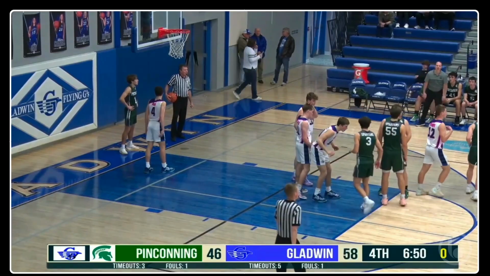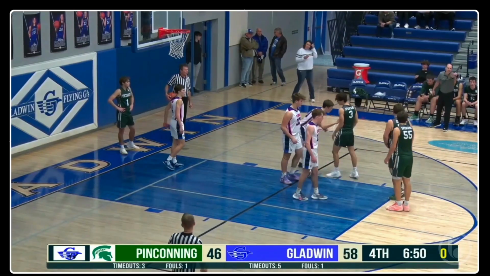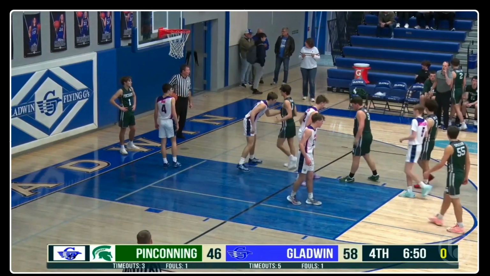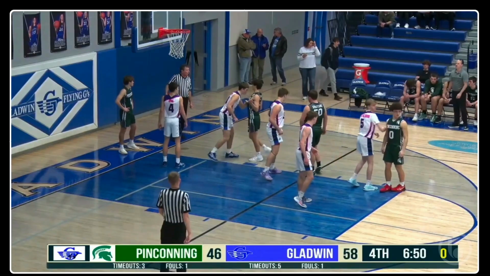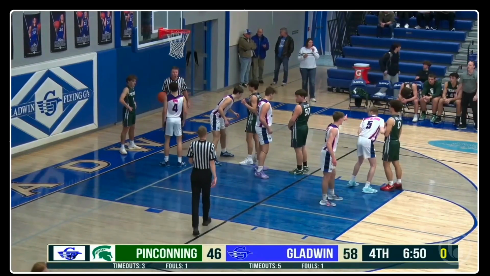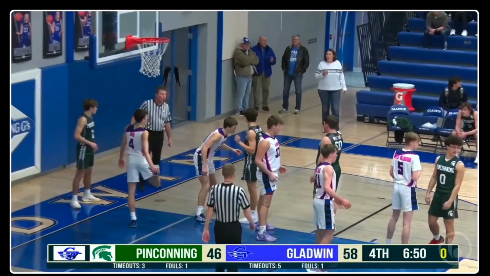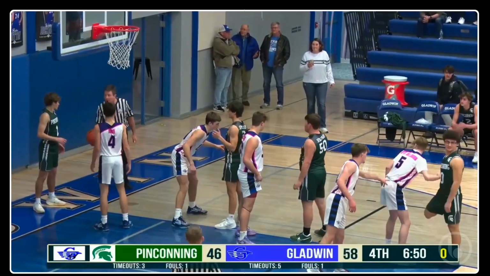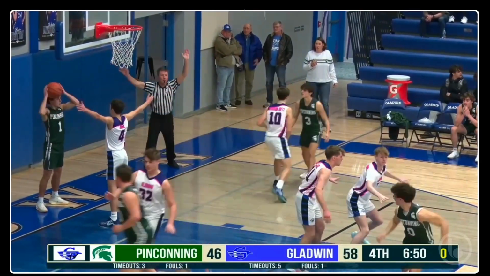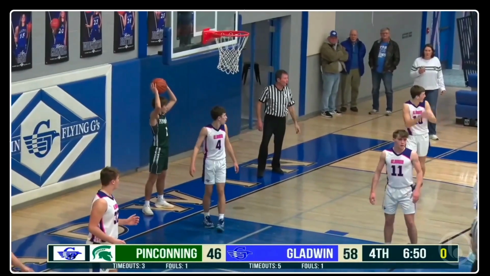Pinconning is not quite as peppy as they were earlier in the game. I think they're a little worn down. I'm guessing that the other teams they're playing against most of the time can't keep up the speed that we can keep up with for that long. Yeah, you can definitely see the wear. They've slowed down a little bit. And Gladwin's sort of kept the same pace.